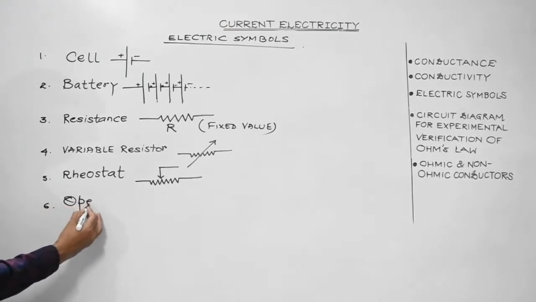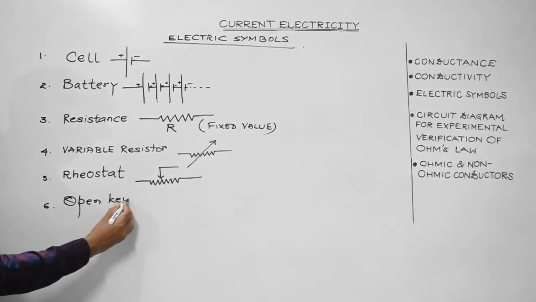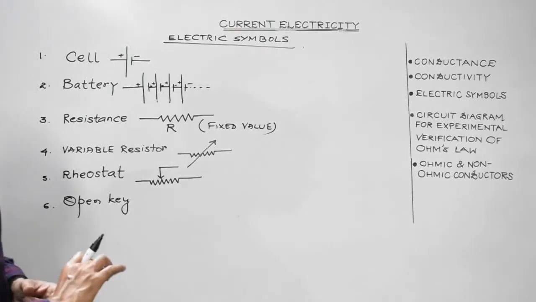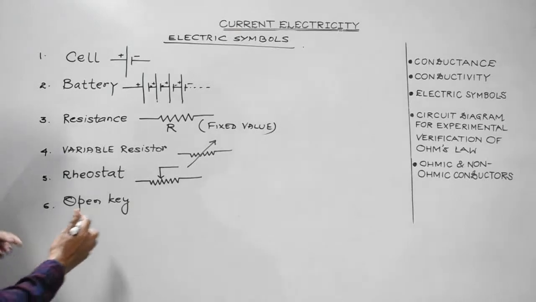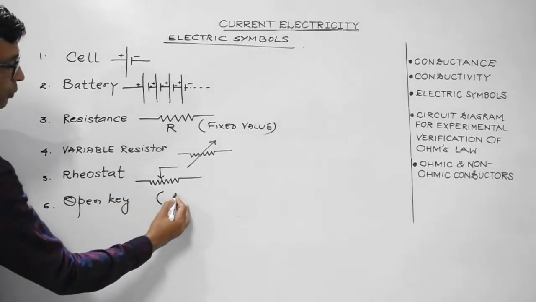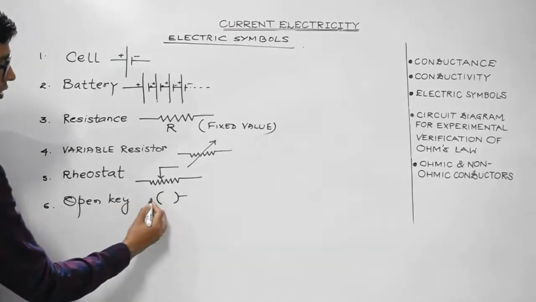open key means when there is no continuity in the circuit, so the current will not flow through the circuit. That is when the key is open, like this. This is a symbol for an open key.